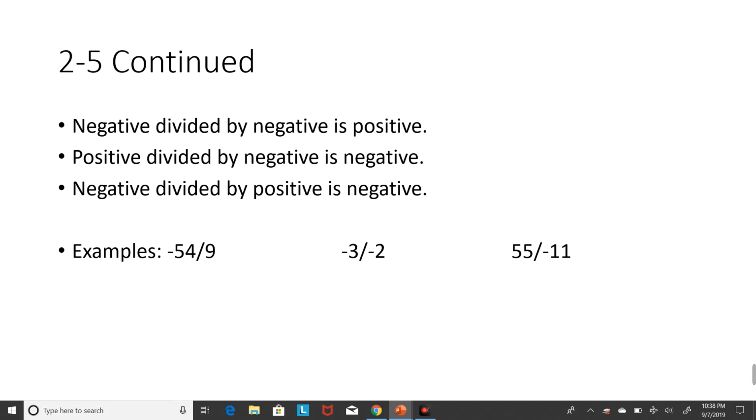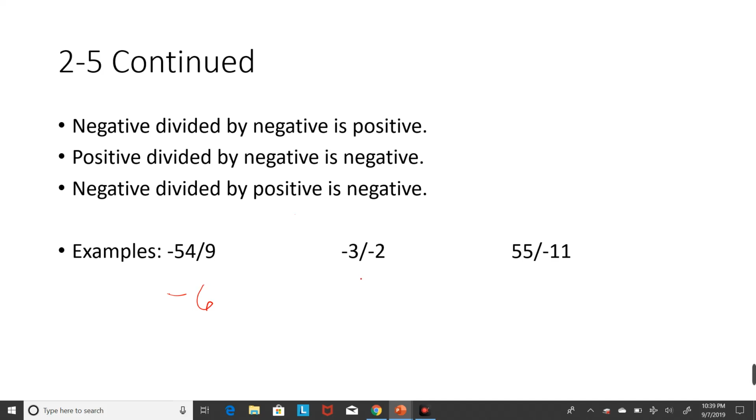Okay, so I kind of already said this, but when we're doing division with signed numbers, negative divided by a negative is positive. Positive divided by a negative is negative. Negative divided by a positive is negative. Okay, so negative 54 divided by 9. Go ahead and pause the video. Make sure you can get all three of these right. Pause. Okay, good job. Negative 54 divided by 9 is negative 6.